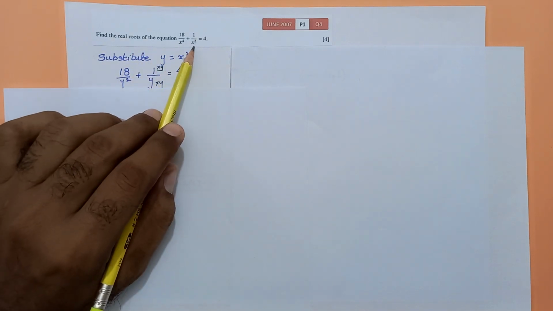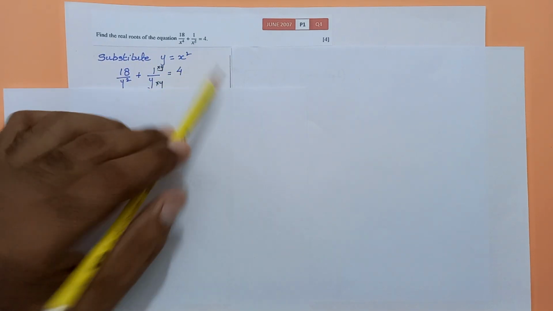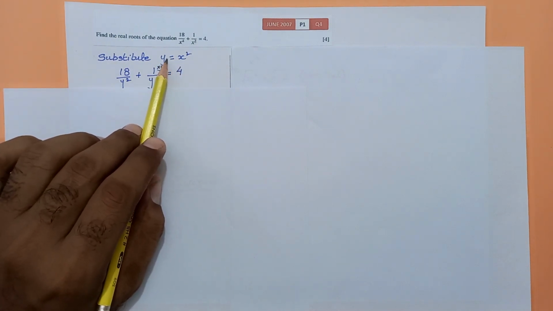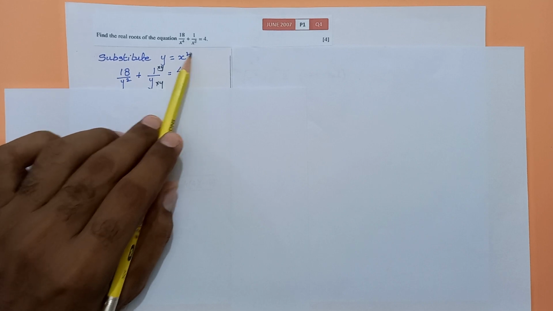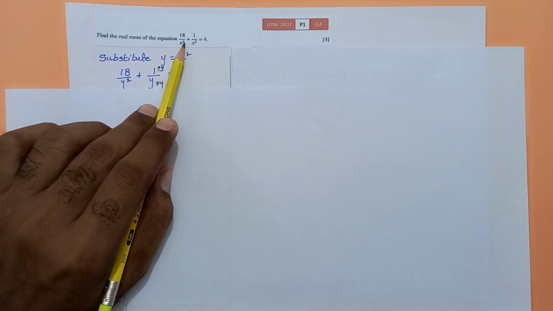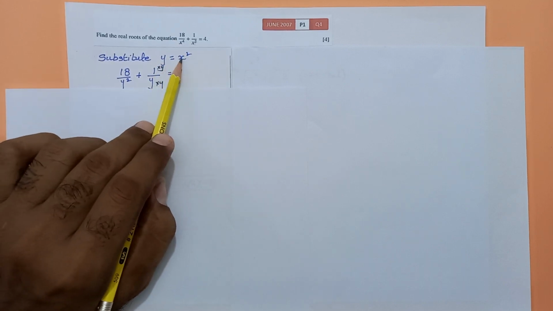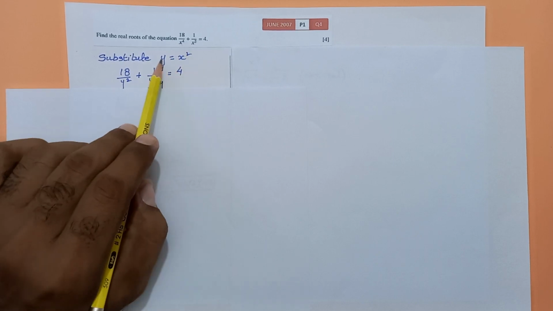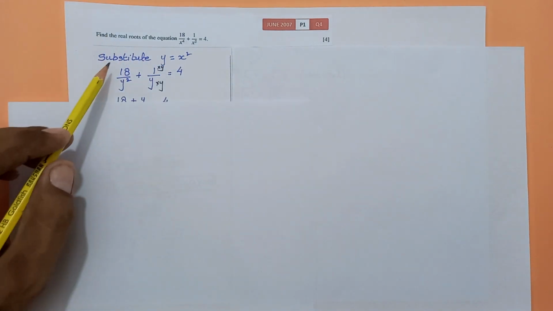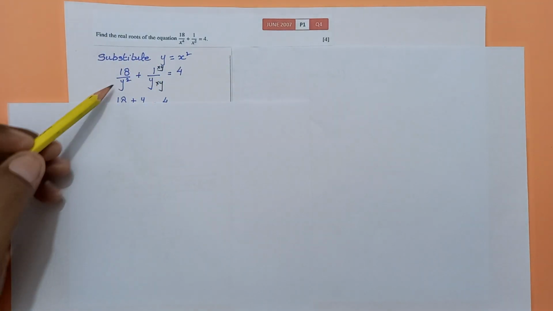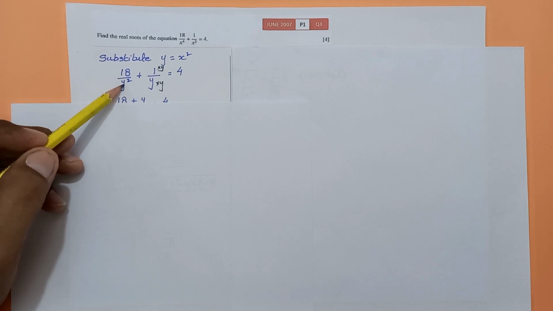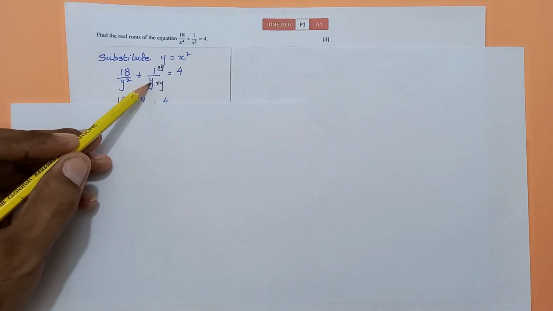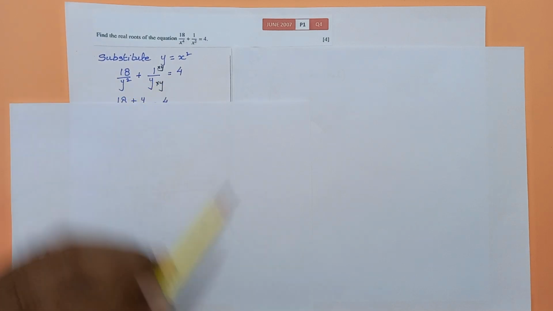We know that if we substitute this x square with any variable other than x, like we have done over here, we have written y is equal to x square. That means this x power 4, according to this substitution, would become y square. So we have done the same. Instead of x power 4, we have written y square: 18 upon y square plus 1 upon y, instead of x square, equal to 4.